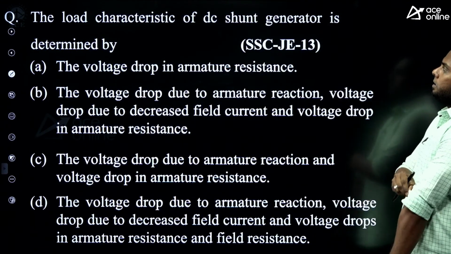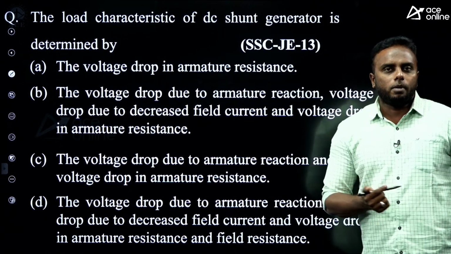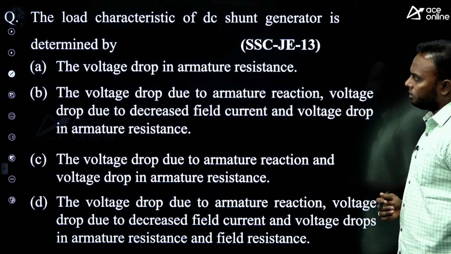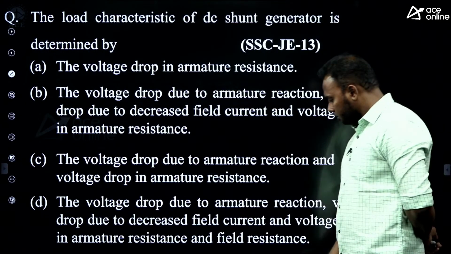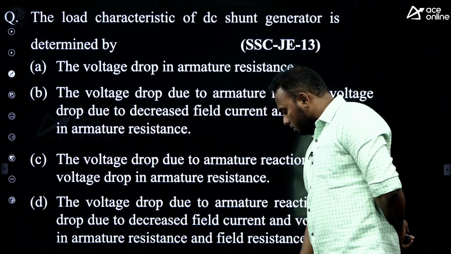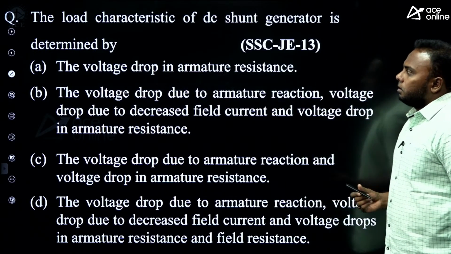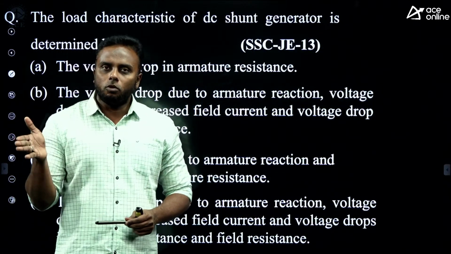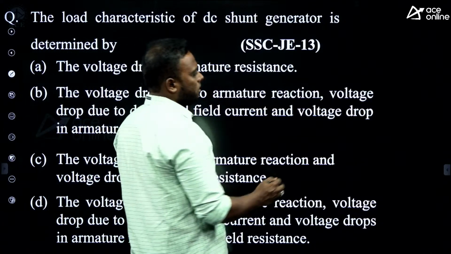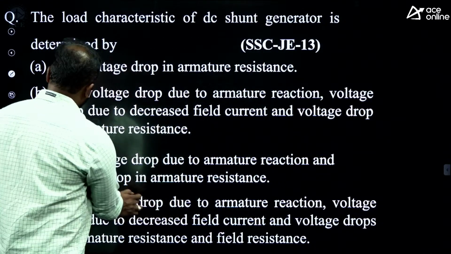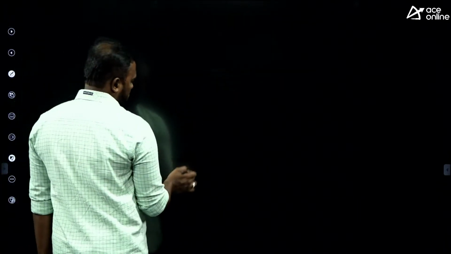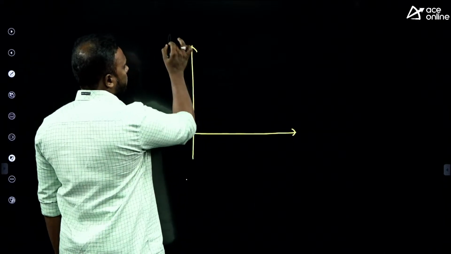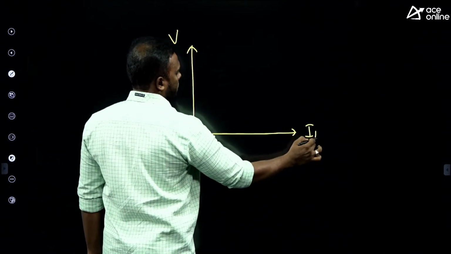The load characteristics of a DC shunt generator is determined by dash. You can see the options here. Load characteristics are generally drawn between which two parameters? Terminal voltage and load current, V versus IL. We draw it like this.